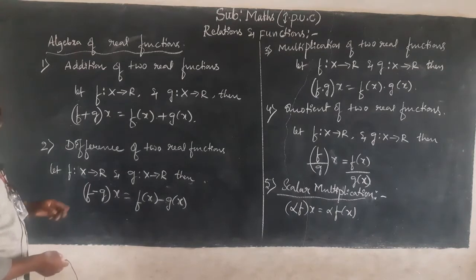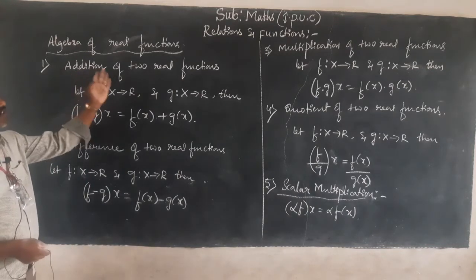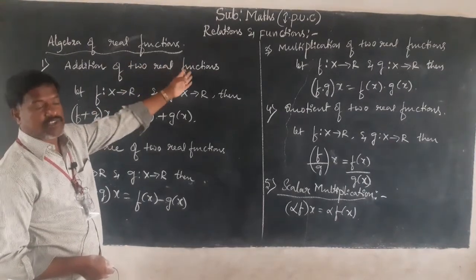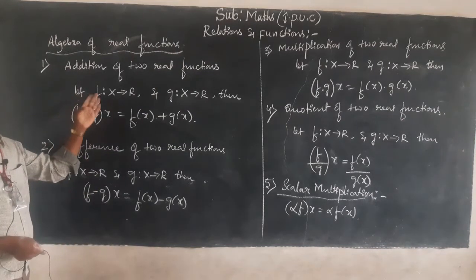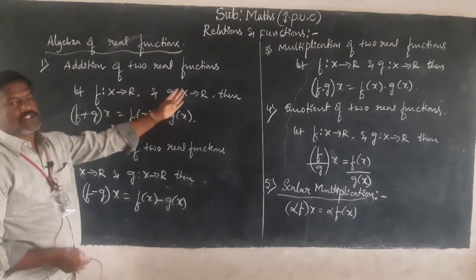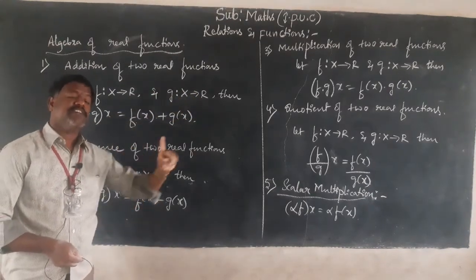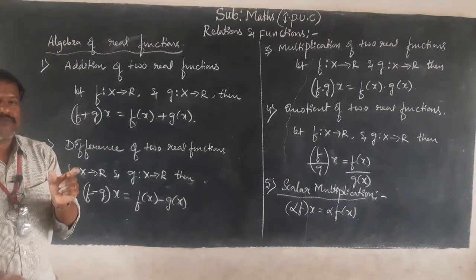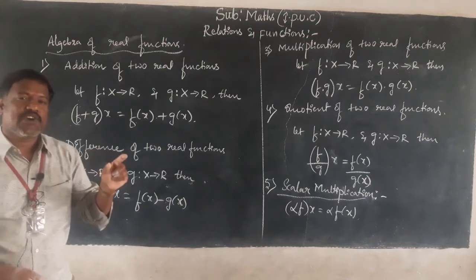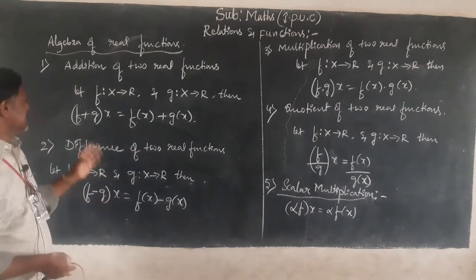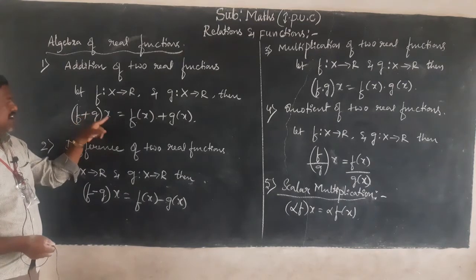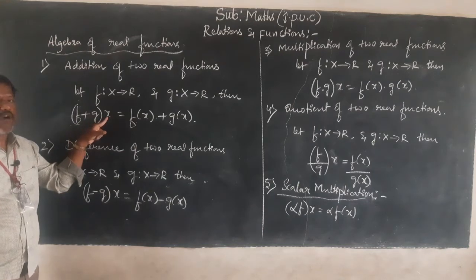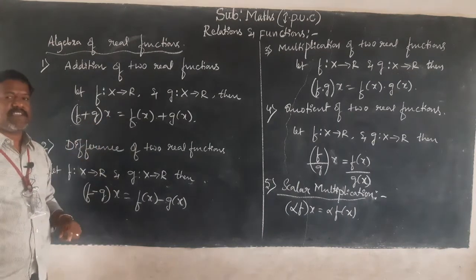Okay children, now listen to me. The first concept is addition of two real functions. Let f of x and g of x be two functions. Then the addition of f of x and g of x is f plus g of x, which is equal to f of x plus g of x.